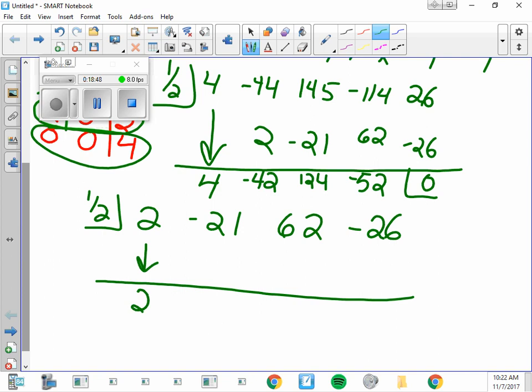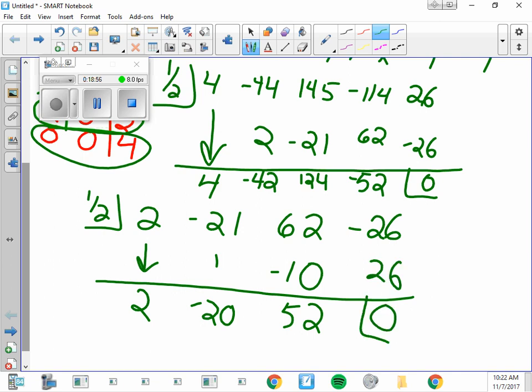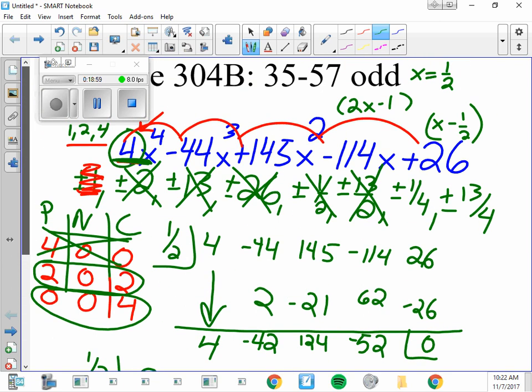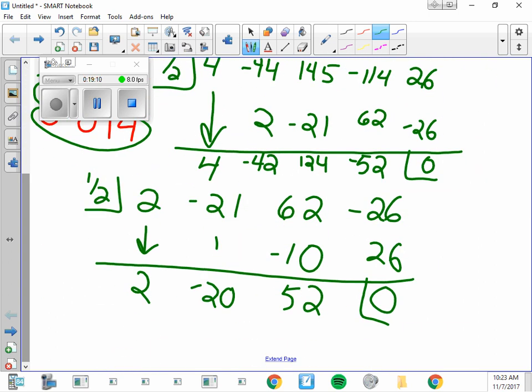So drop the 2, 1, -20, -10, 52, 26, and 0. So I now know that I have 2 copies of 2x minus 1. Okay. And looking down here, can I simplify that equation? 1 minus, or sorry, x squared minus 10x plus 52. Oh, sorry, 26.